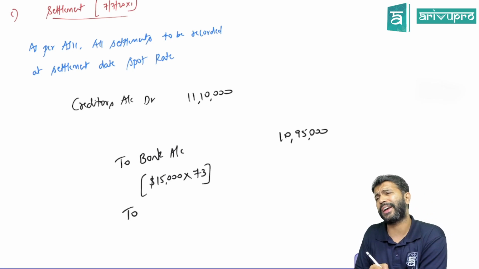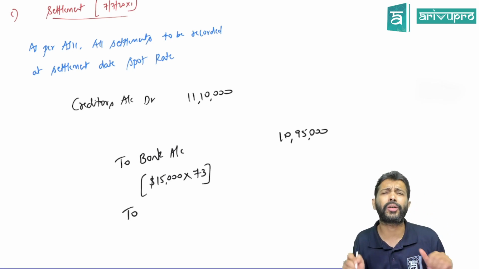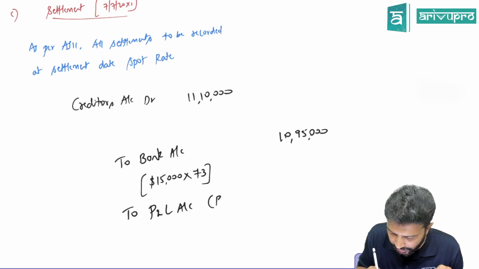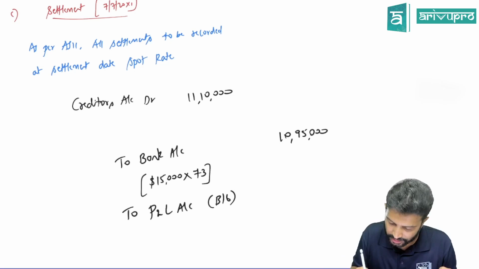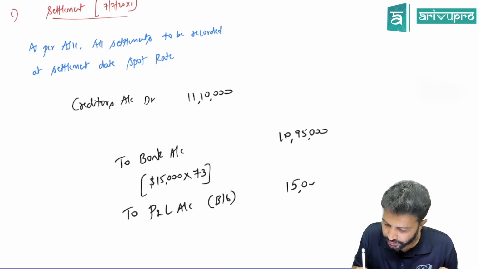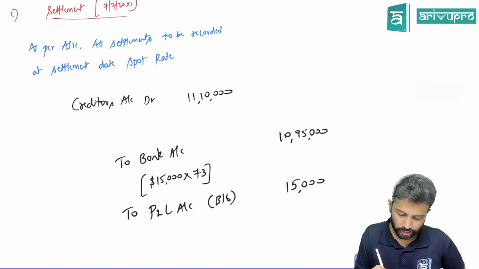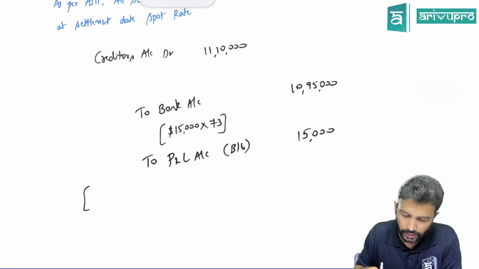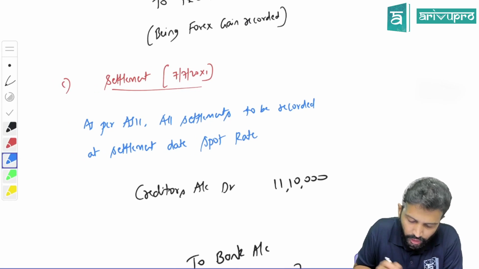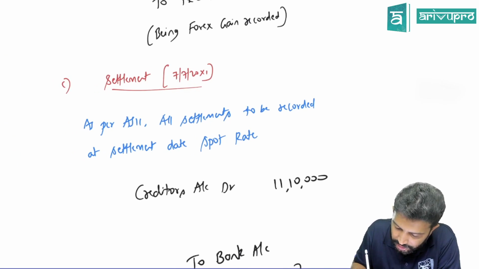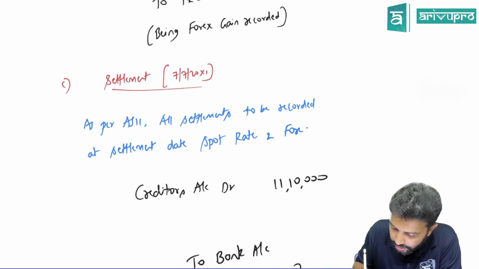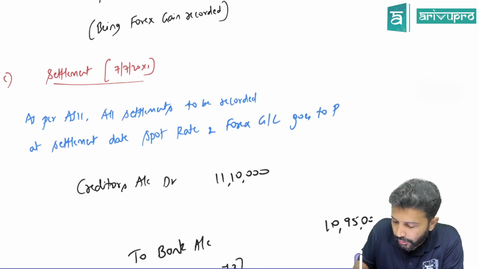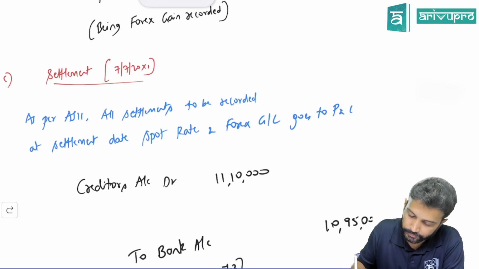Is the journal matching or is there a difference? Is the difference a loss or a gain? Gain means you will debit or credit? Credit. So you will credit what here? To P&L account as a balancing figure. How much is that? 15,000. So this is your forex gain, or you can write here forex gain recorded, or you can write the provision also here. All settlements are recorded at settlement date spot rate and any forex gain or loss goes to P&L account.